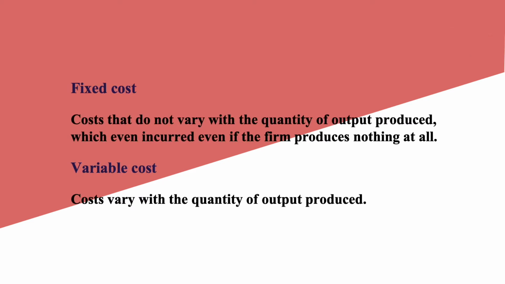First, let me clarify the idea of fixed cost and variable cost. The definition of fixed cost is costs that do not vary with the quantity of output produced, which are incurred even if the firm produces nothing at all. In contrast, variable costs are costs that vary with the quantity of output produced. For example, commission, direct labor costs, and utility costs. So let us go back to the question.